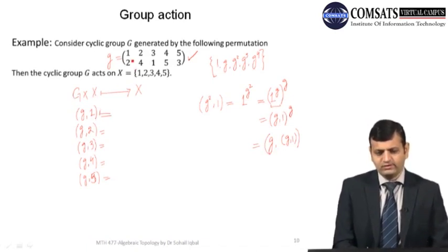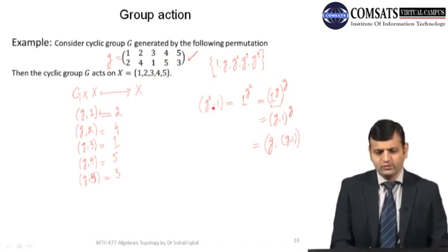I'm going to define the group action just according to this permutation. For example, 1 goes to 2, so I'm going to define this as 2. 2 goes to 4, so this is 4. 3 goes to 1, so this is 1. 4 goes to 5, so this is 5. And 5 goes to 3, so this is 3.